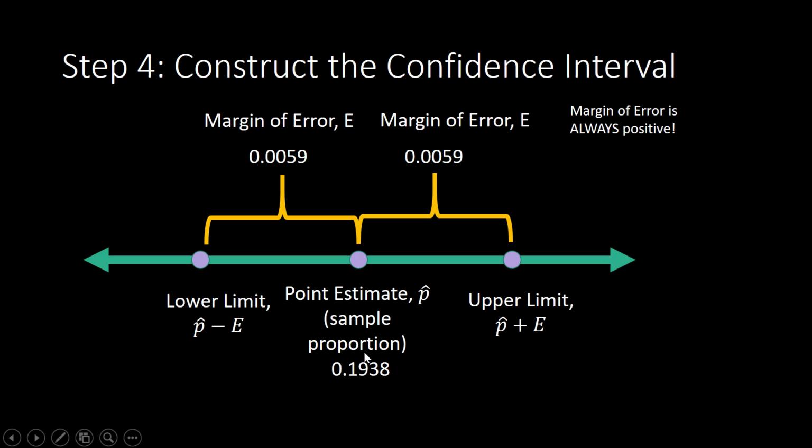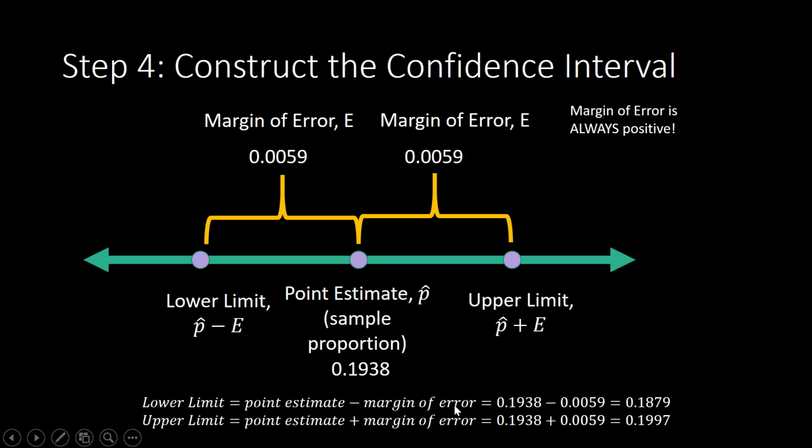As you can see, we will have to calculate these by using the point estimate and the margin of error. We've done that down here. So the point estimate, 0.1938, minus the margin of error is 0.1879. So that's our lower limit. Likewise, we can find our upper limit by adding the margin of error to our point estimate, and we get about 0.1997. So our picture of a confidence level is now complete.